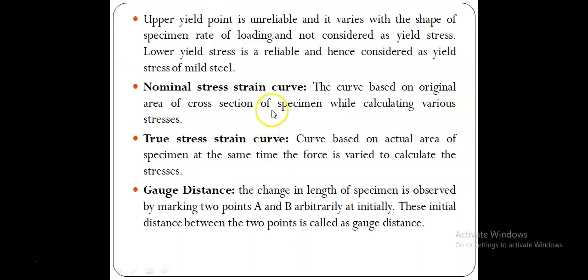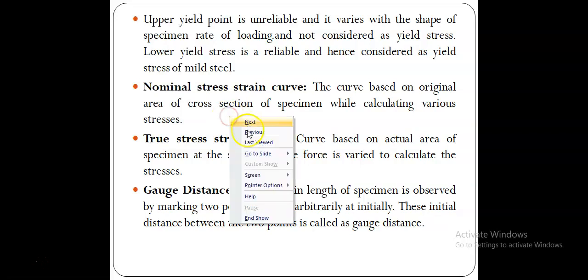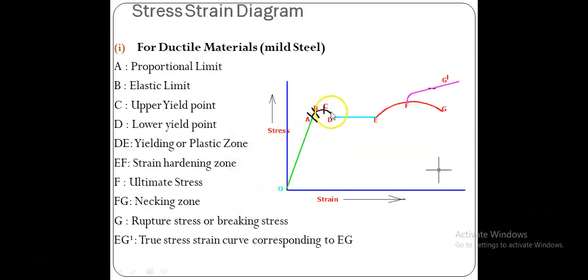Next, let us see the nominal stress strain curve. It is the curve based on the original area of cross section of the specimen while calculating various stresses. So what is the original area of cross section? That is the initial area of cross section. If we see this stress strain curve from O to A, B, C, D, E up to F, we are calculating the stresses based on the original cross sectional area of the bar, that is the initial cross sectional area of the bar.